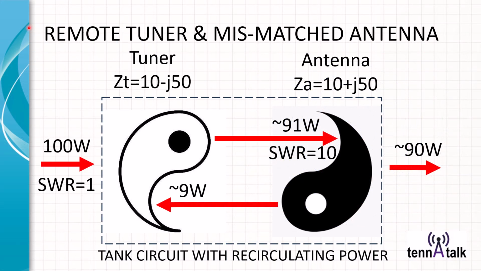Now, let's take a look at the case of the remote tuner and a mismatched antenna. If I've got a mismatched antenna with an SWR of 10, which would be an impedance of 10 j50 at the antenna, from 100 watts in, I'm going to be down to about 91 watts after less than 10 feet of coax, which is almost negligible. If your remote tuner is well below 10 feet from the antenna, it's almost negligible. You can pretty much disregard it. And so 9 watts of that comes back, and you get out about 90 watts, which is not bad, as we'll see here in a second.